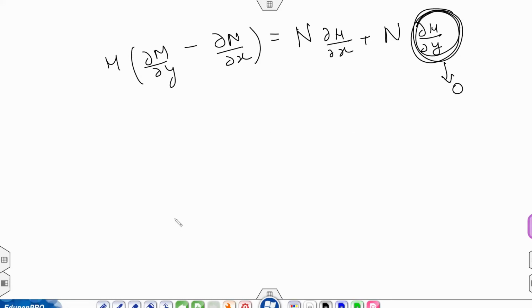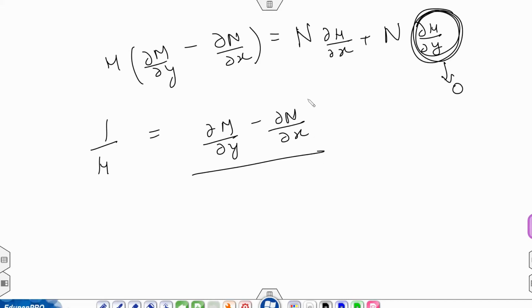So if this term is going to 0 and I find out what is the value of 1 by mu, this will be equal to this. You can easily check this because this is going to 0 as mu is a function of x only, right? Now you can see that I will take mu and the derivative of mu on one side and then I'll integrate this.